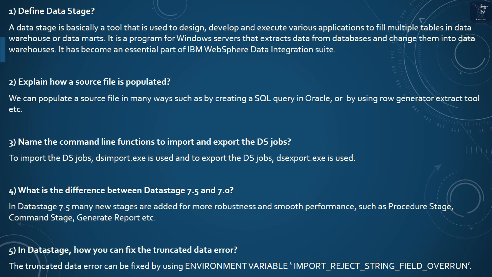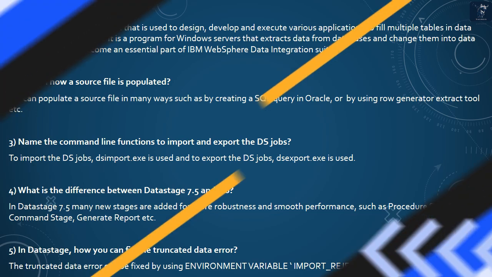4. What is the difference between DataStage 7.5 and 7.0? In DataStage 7.5 many new stages are added for more robustness and smooth performance, such as procedure stage, command stage, generate report, etc. 5. In DataStage, how can you fix the truncated data error? The truncated data error can be fixed by using the environment variable IMPORT_REJECT_STRING_FIELD_OVERRUN.